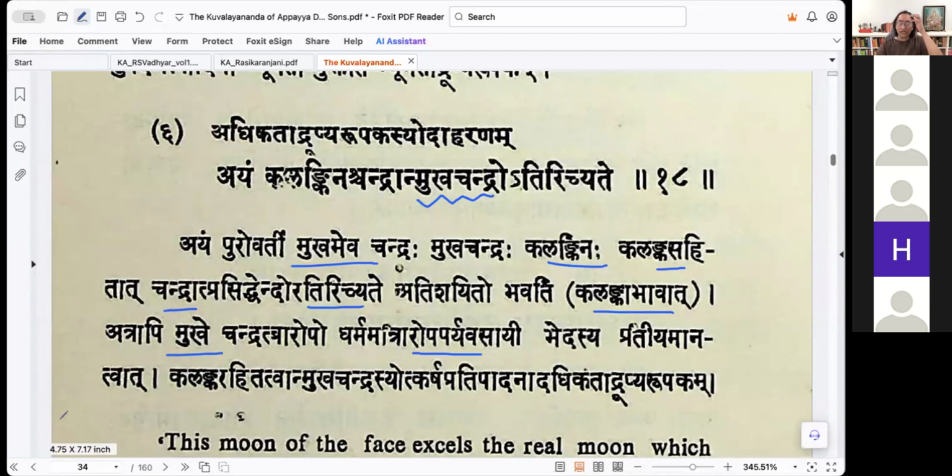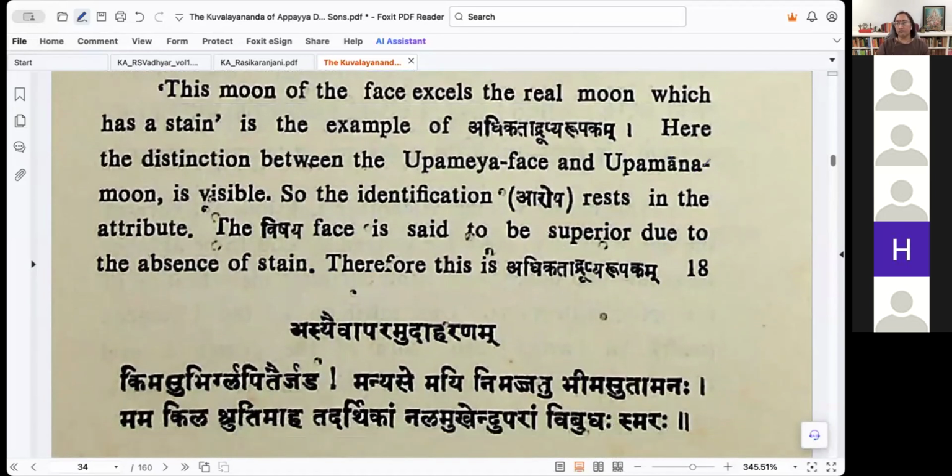So bhedasya pratiyamanatvat. There is a difference. You are saying mukha chandraha ayam satu prasiddha chandraha. Where are you showing that the mukha chandra is better than the prasiddha chandra? Kalanka rahitatvat. Mukha chandrasya utkarsha pratipadanat. Because this mukha chandra does not have kalankam, it does not have black spots. Utkarsha pratipadanat, we are showing that this is better than the original Chandra, which has spots. So, adhika tadrupya rupakam. Is that clear?